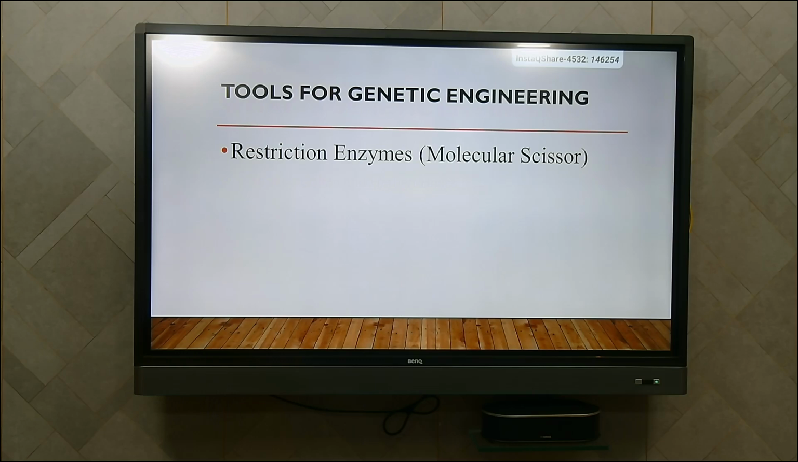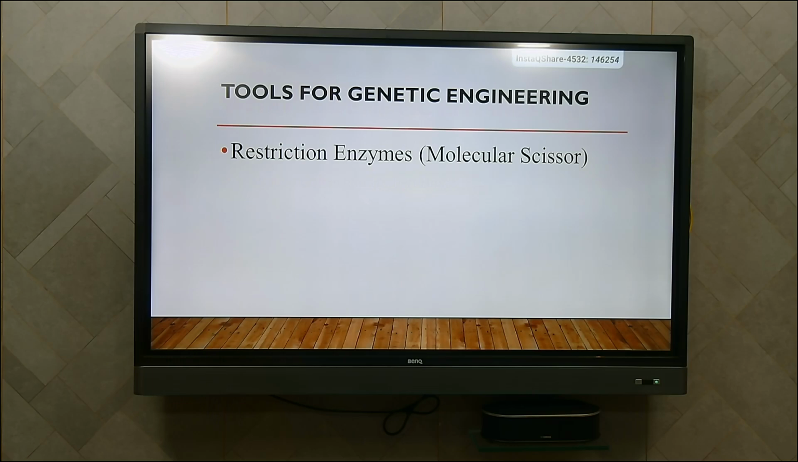They are important tools for genetic engineering. They can be isolated from the bacteria and used in the laboratories. They recognize short and specific nucleotide sequences in the DNA, known as the recognition sequences. When the restriction enzyme recognizes a DNA sequence, it hydrolyzes the bond between adjacent nucleotides and cuts through the DNA molecule.